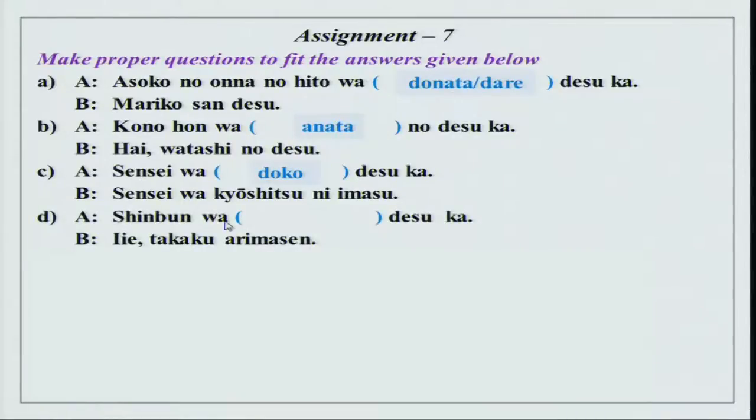Then shimbun wa dou desu ka? Iie, takaku arimasen. So well, as the answer is Iie takaku arimasen, then the question should be shimbun wa takai desu ka? Let us see what it is. Takai desu ka? Iie takaku arimasen.